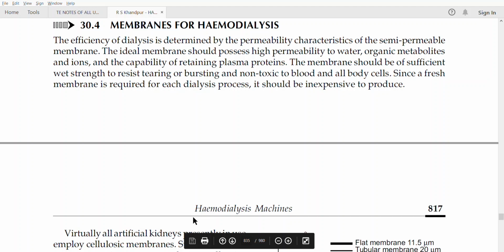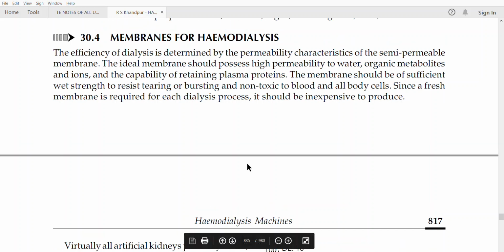So the purpose of this video is to make you understand the membranes. What are the different types of membranes available for hemodialysis, or for dialysis? So what are these membranes? These are semi-permeable membranes, and the efficiency of the dialysis is determined by the permeability characteristics. What do we mean by permeability characteristics? It is the amount of passage of a specific ion through the membrane.